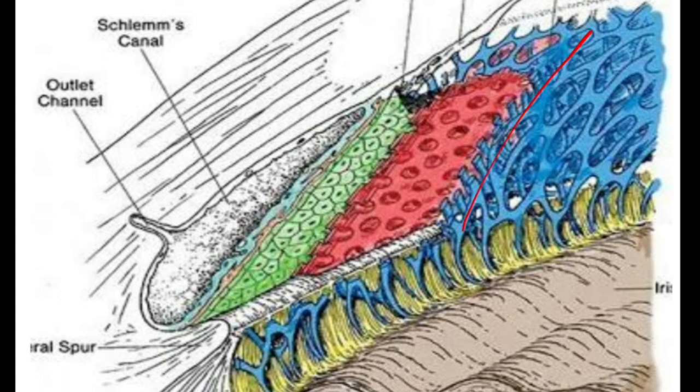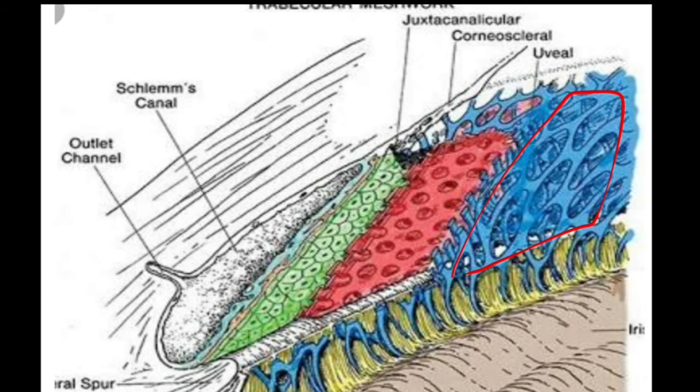The blue part is the uveal meshwork. It is the innermost part. It is in direct contact with the aqueous humor. It is attached here to the ciliary body and the root of the iris to the peripheral part of the cornea. Okay, as you can see, the pores are not so regularly arranged, okay, and they are quite big in size. It varies from 25 to 75 microns in size. Okay, so this is about the uveal meshwork.